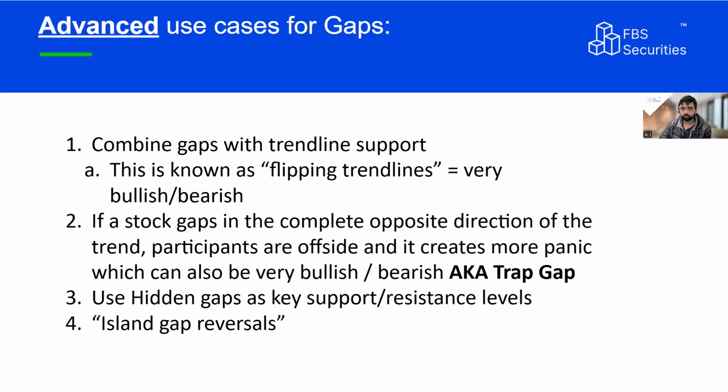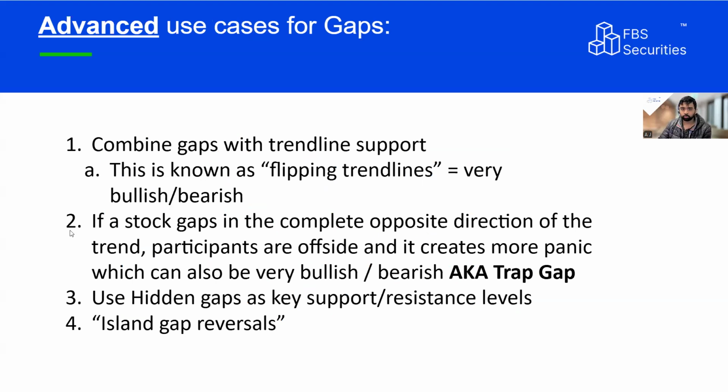More advanced use cases for gaps, which we'll cover more in depth, is that when you combine these gaps with trendline supports, this is known as flipping trend lines. Again, we'll look at the bullish side. It's a very bullish momentum or a very bullish occurrence whenever this does happen.